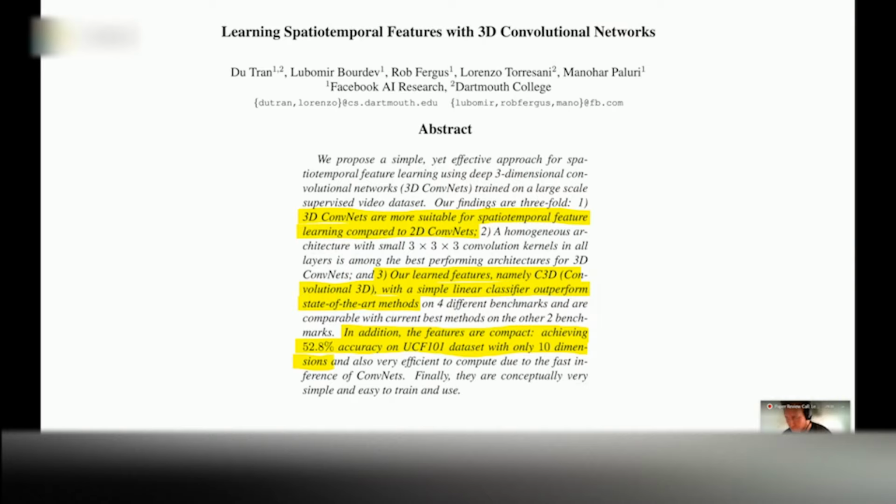set containing videos, hopefully. And so one of the outcomes they learned is that definitely 3D convnets are more suitable for spatiotemporal feature learning versus 2D convnets. They also discovered that small kernels like 3x3x3 are among the best performing architectures. They tested out different kernel sizes and found that 3x3x3 is the most optimal one.